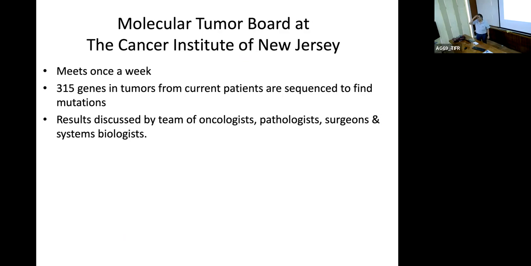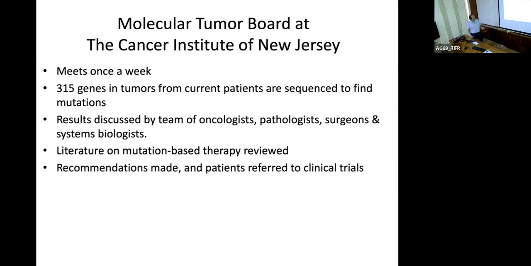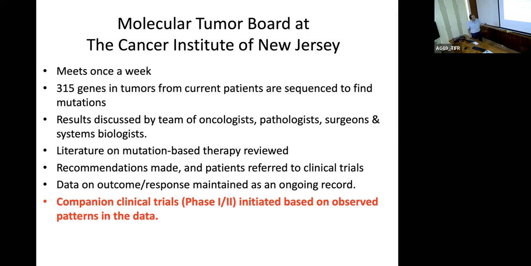clinical trials, or people like me would be sitting in the audience trying to understand what's going on. And then they make a decision right on the spot what to do. And you know, there's an argument, but then it's done. And it's a collective decision. Literature is reviewed, recommendations are made based on facts, not just on somebody's whim. And patients are referred to specific clinical trials. Okay, so you can also initiate new clinical trials. So this way we get data from patients that you would normally never see data from.